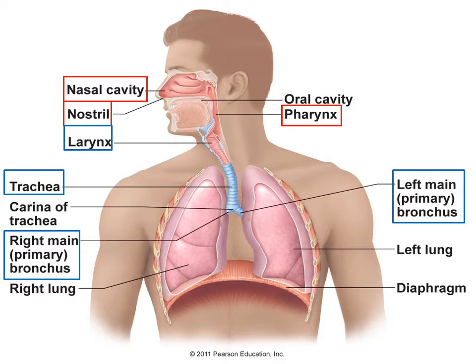The left lung, if you notice from this diagram, is slightly smaller than the right lung. The left lung has 2 lobes, the right lung has 3 lobes. The reason the left lung is slightly smaller is to allow for the positioning of the heart. And then below the lungs, they're sitting on the diaphragm.